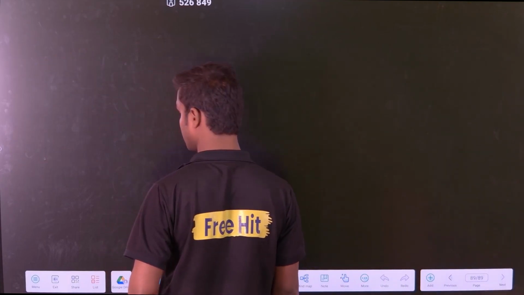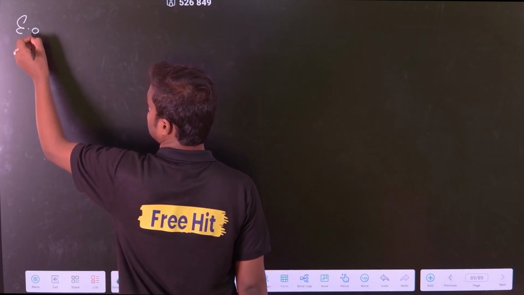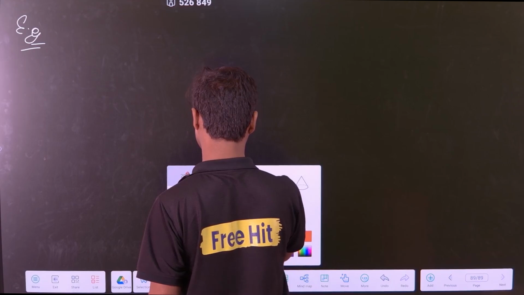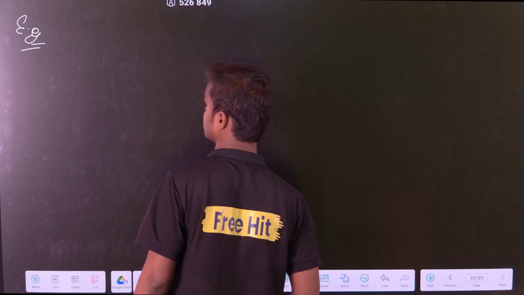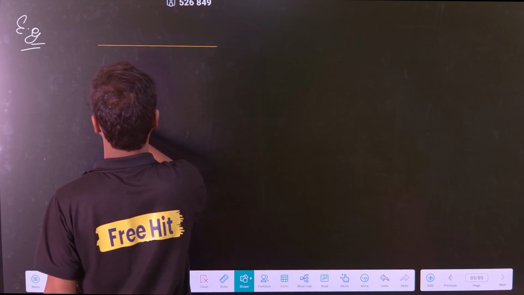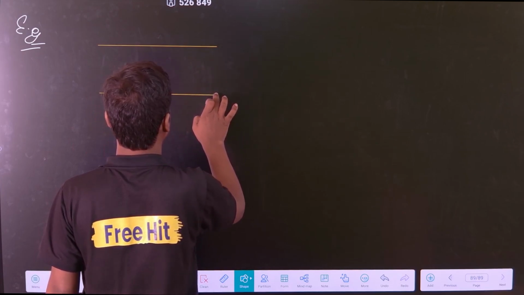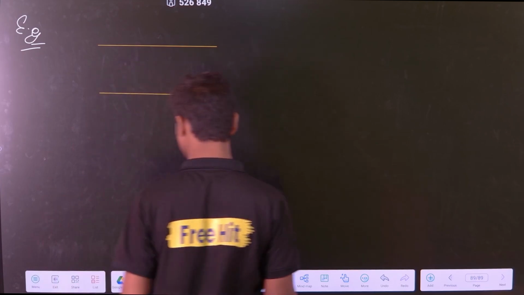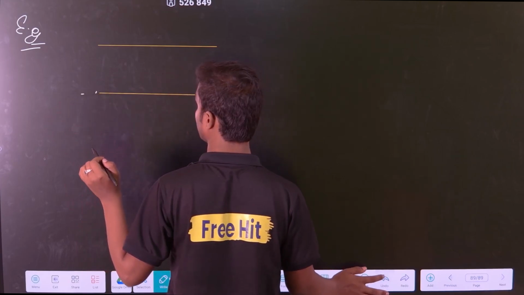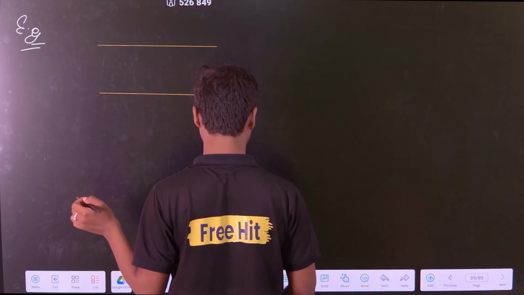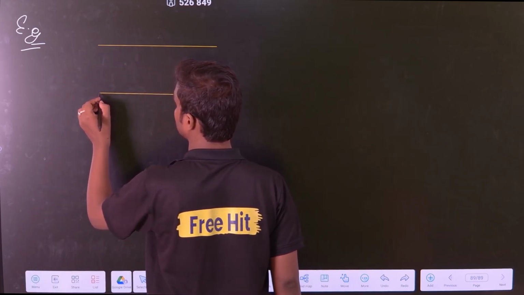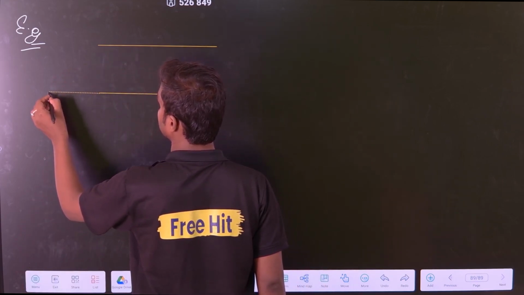So let us consider, try to understand this problem first. What is the problem saying? Suppose there is a sheet. Okay, this is a sheet, and it is going up to infinity. What I am trying to say is that this sheet is going up to infinity. It is not ending here.